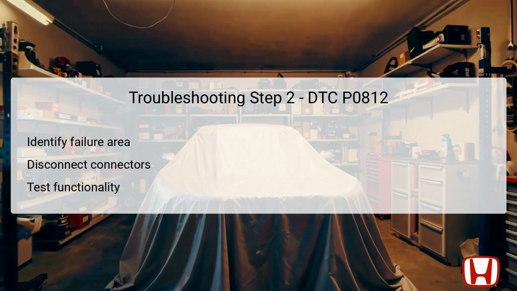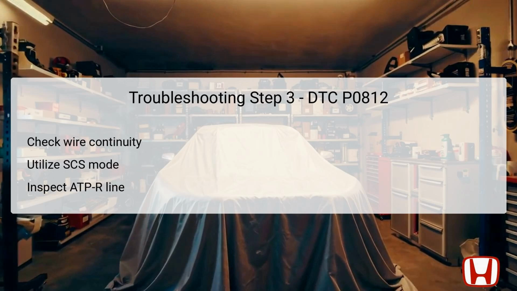If the current conditions do match the specified threshold, it confirms that the transmission range switch is faulty and needs replacement. However, if they do not match, further investigation into wiring continuity is necessary.